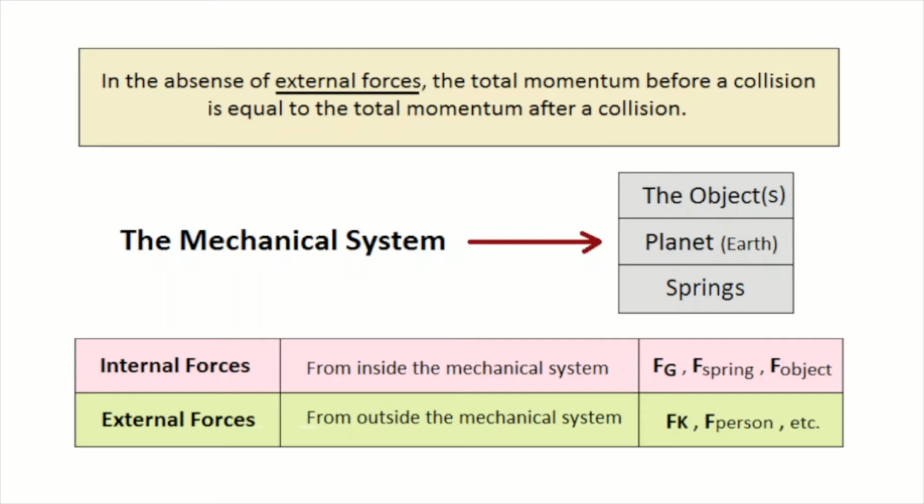To differentiate between forces as being internal or external, let's review our mechanical system. This is made up of three things: the objects in question, or in this case the colliding objects, the planet that the collision occurs on, most often Earth, and any springs in the problem. If the force comes from those three, we classify it as an internal force, and it will not affect the total momentum of the system. If instead the force comes from outside of those three, we would classify it as an external force, and depending on its direction, it could affect the total momentum of the system.